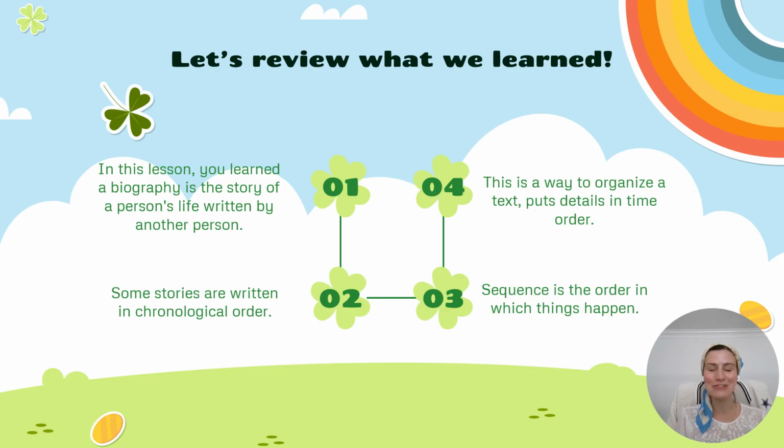Wow, guys, you worked hard. So let's review what we learned. In this lesson, you learned a biography is the story of a person's life written by another person. Some stories are written in chronological order. Sequence is the order in which things happen. And this is a way to organize a text that puts details in time order.